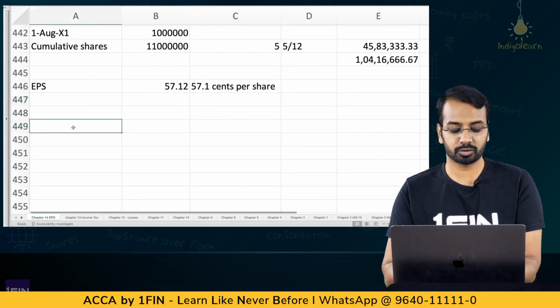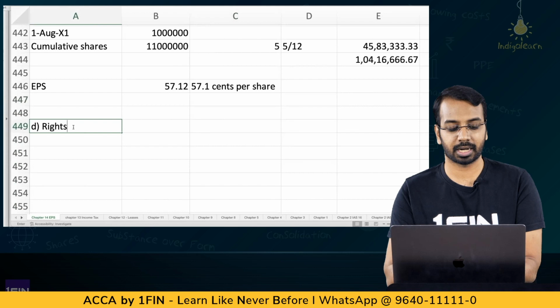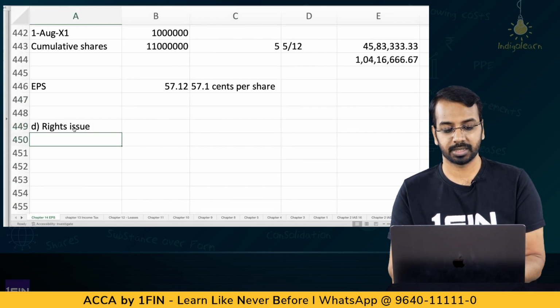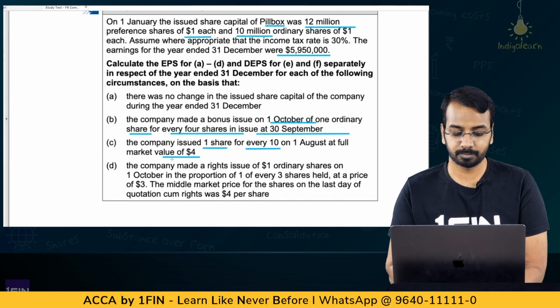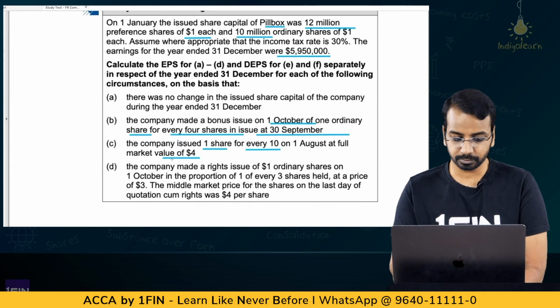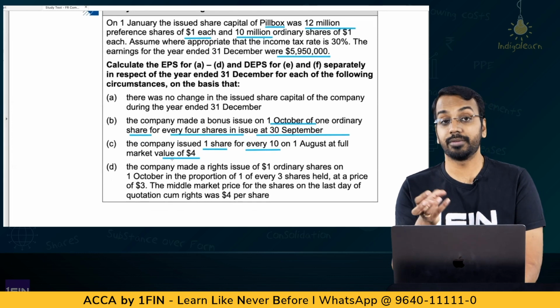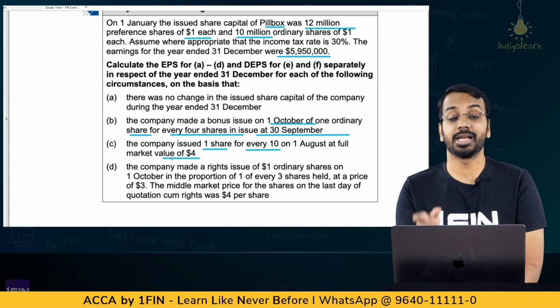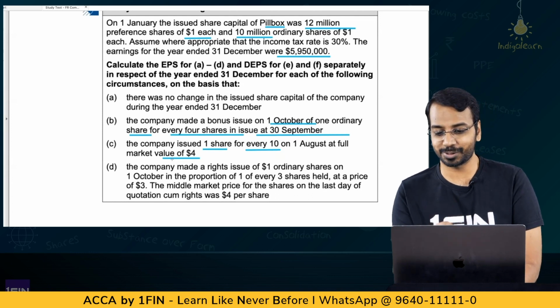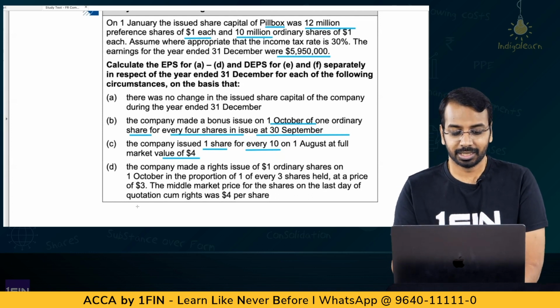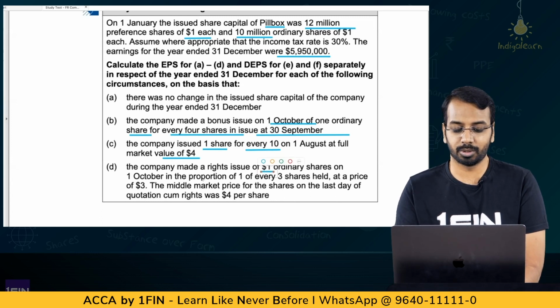Then the fourth one, the most interesting one, which is the rights issue. When it comes to rights issue, we have to calculate the theoretical ex rights price and also calculate the right adjustment factor. The company made a rights issue of $1 ordinary shares on 1st of October in the proportion of 1 of every 3 shares held at a price of $3. The middle market price of shares on the last day of the quotation cum rights was $4.